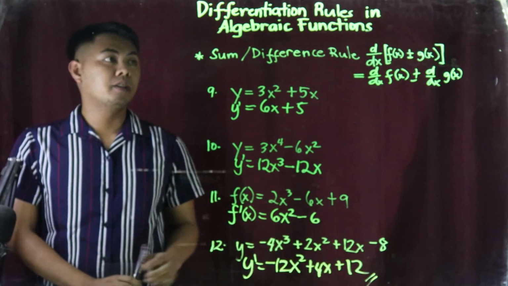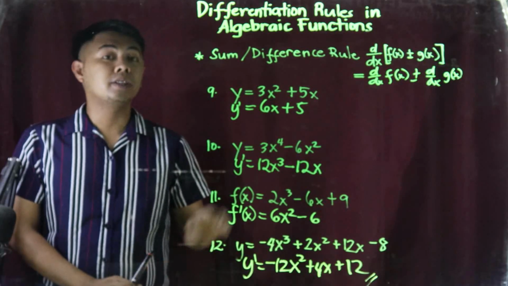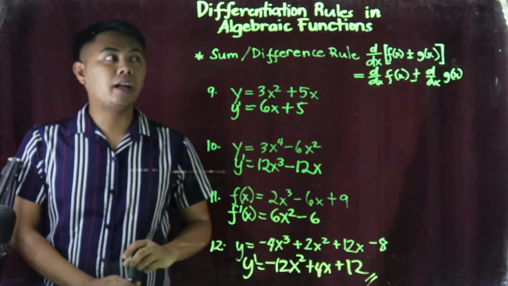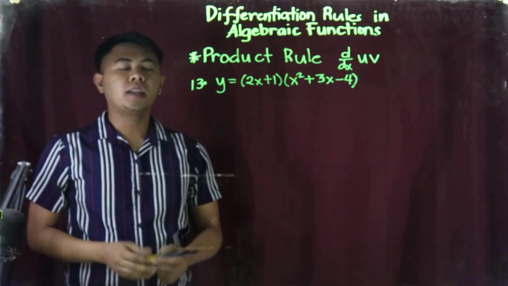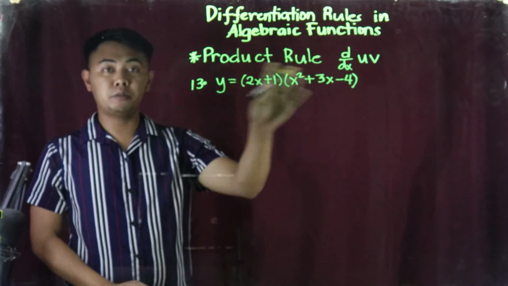plus 12. So that's how you apply the derivative of sum or difference rule. Just simply take the derivative of each term in the algebraic function. Another rule in finding the derivative of an algebraic function is the product rule.